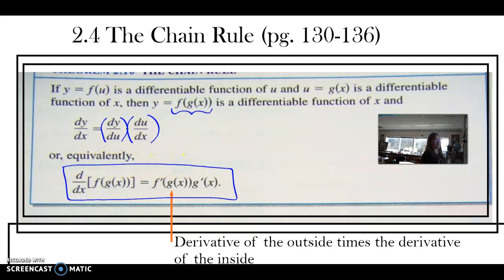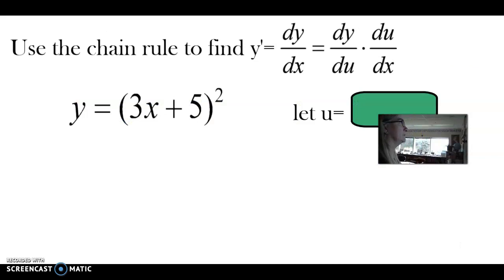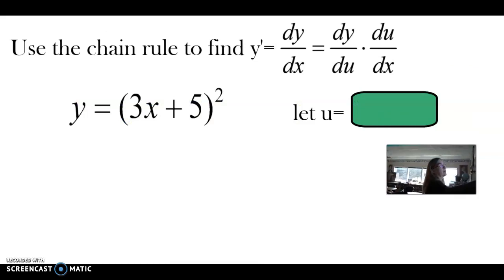So if f is the outer function, you take the derivative of f. This is the important piece. You have to leave the inside alone, then multiply by the derivative of the inside. So let's do some examples here.